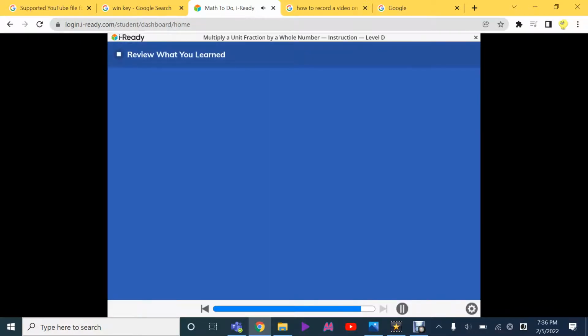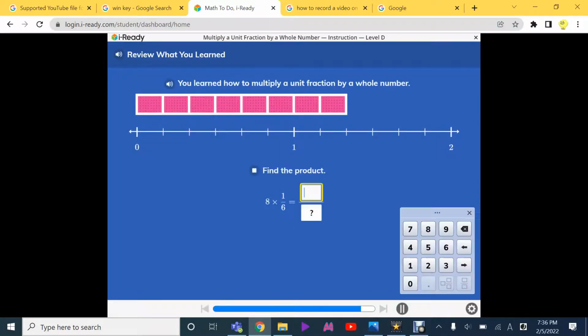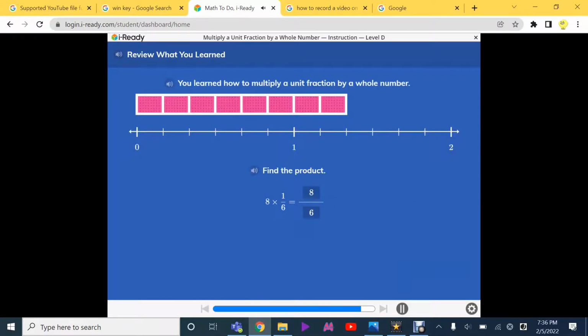Let's review what you learned today. You learned how to multiply a unit fraction by a whole number. Find the product. 8 times 1/6 equals 8/6.